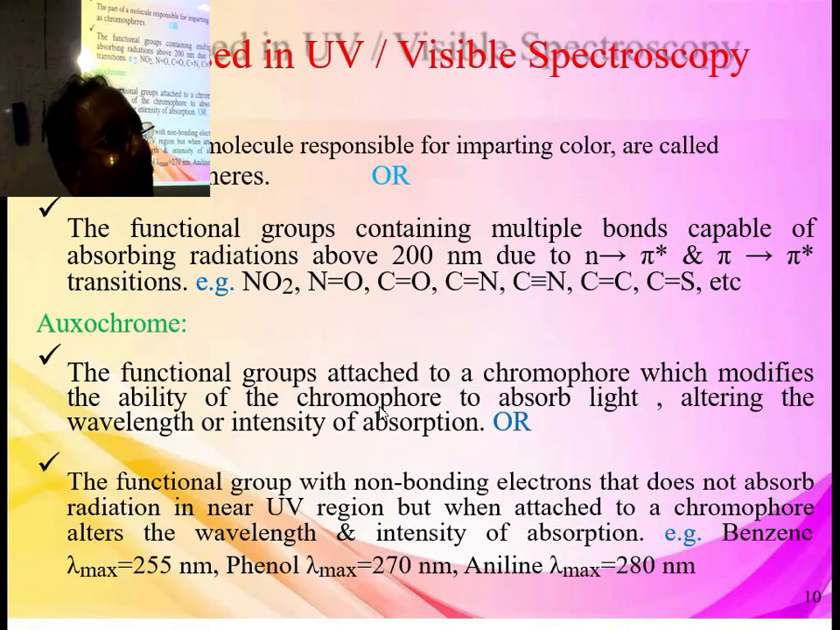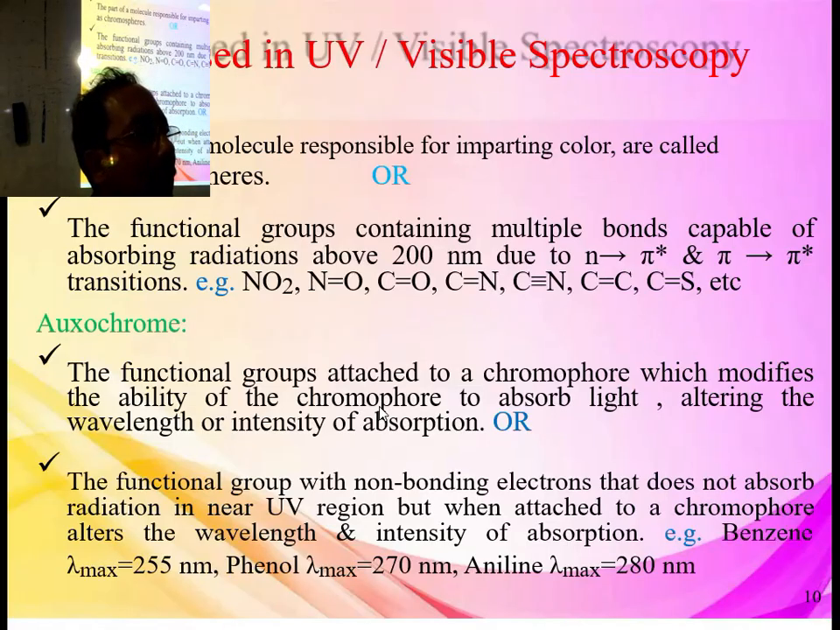Now, if you put a certain group into that, the compound becomes colorful. So that group is called a chromophore. It imparts certain color. Chrome means color. So that particular group gives color to the molecule. That's what a chromophore is.